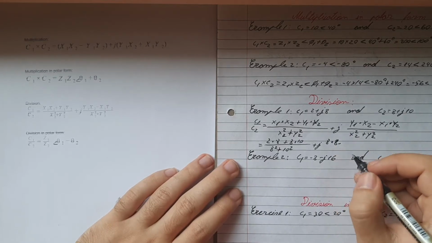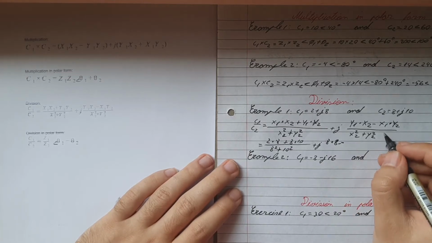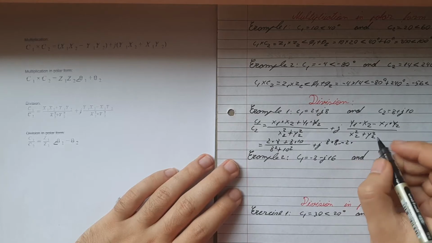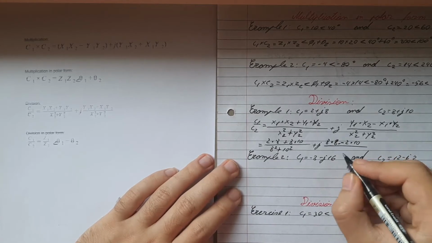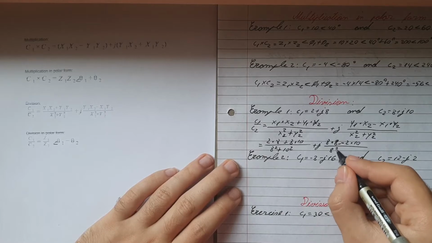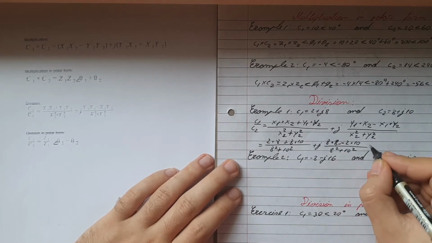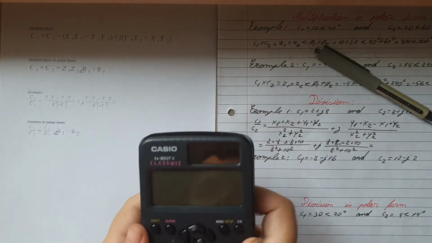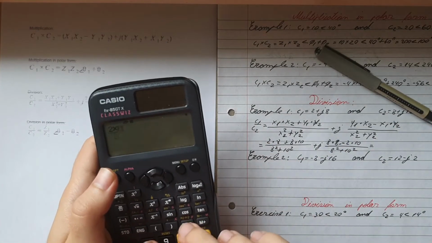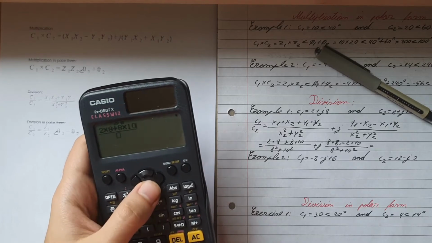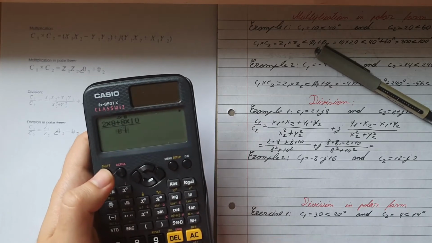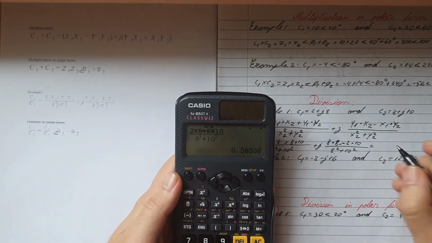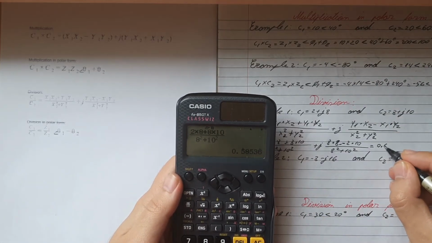So it will be 8 times 8 minus x1, which is 2, times y2, which is 10, divided by, again, the same number as here, 8 squared plus 10 squared. Then that will be equal with, so let's see here, 2 times 8 plus 8 times 10 over 8 squared plus 10 squared. The first one will be 0.6.